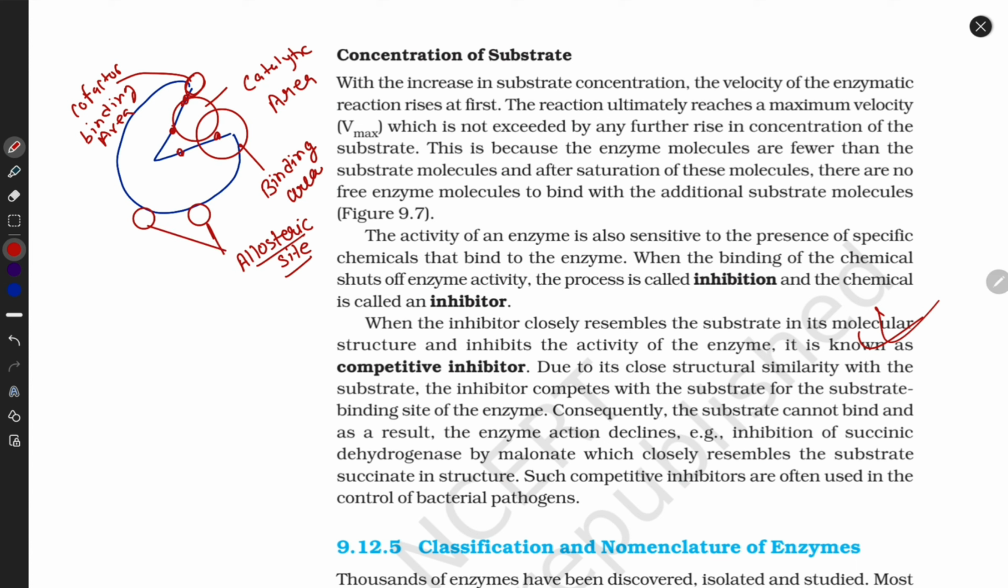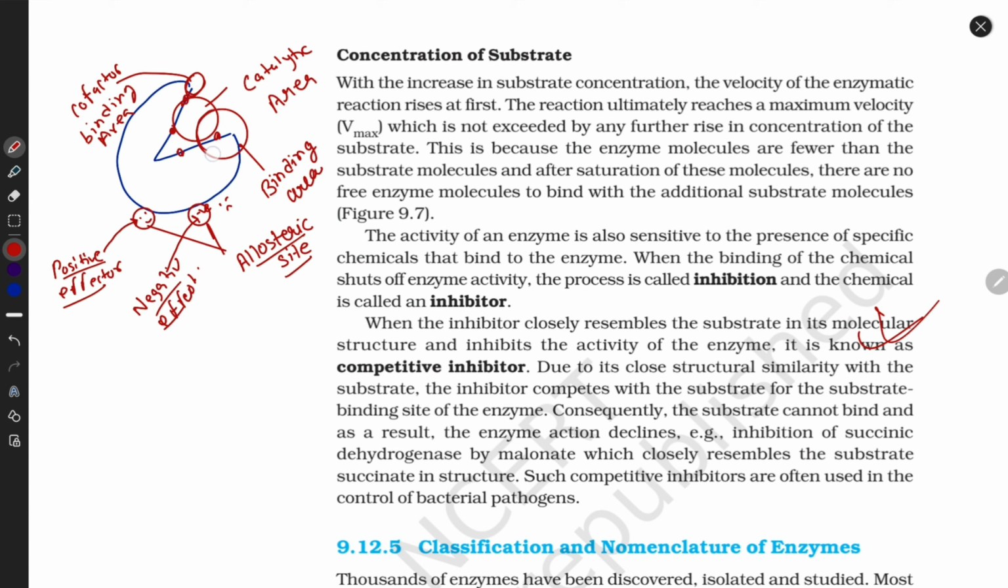If some positive effector attaches, then the reaction goes superb. Moving further, the rate of reaction will increase. If a negative effector binds, then the rate of reaction decreases. I hope this is clear.